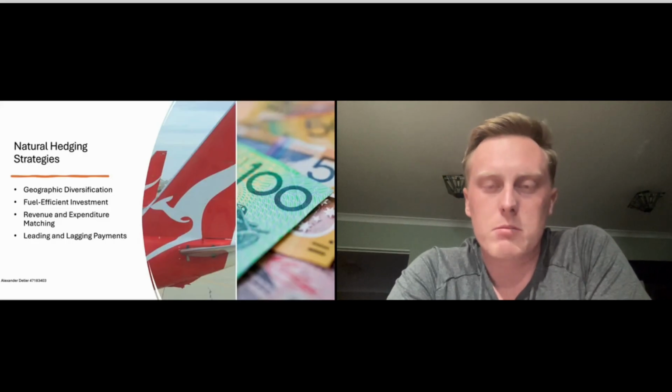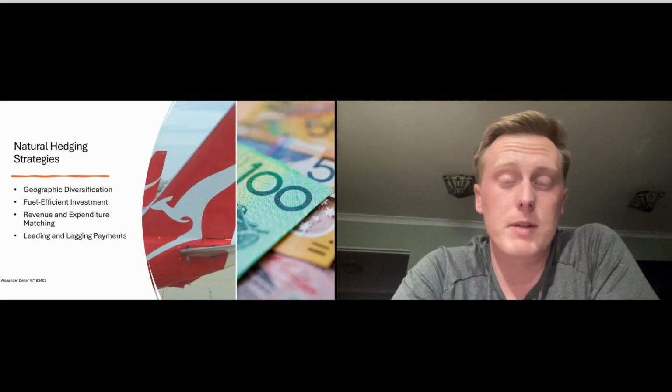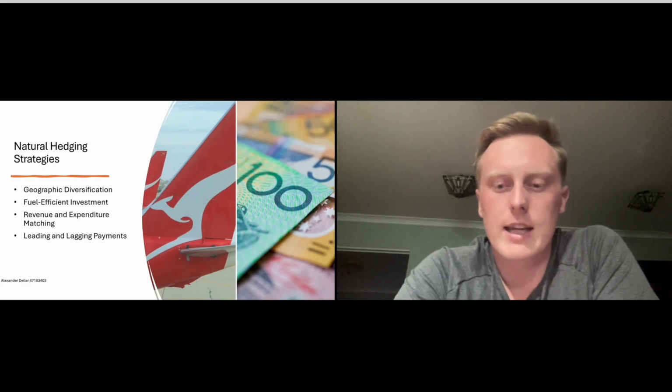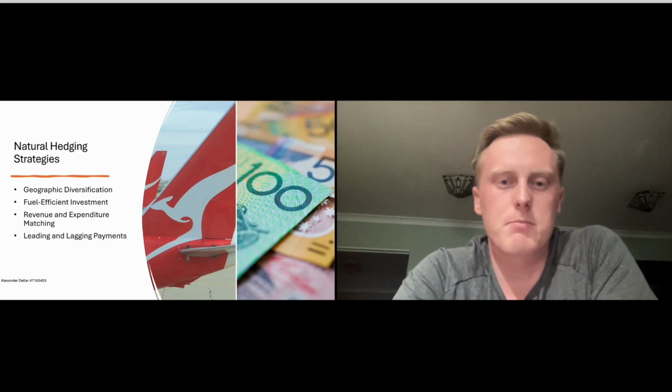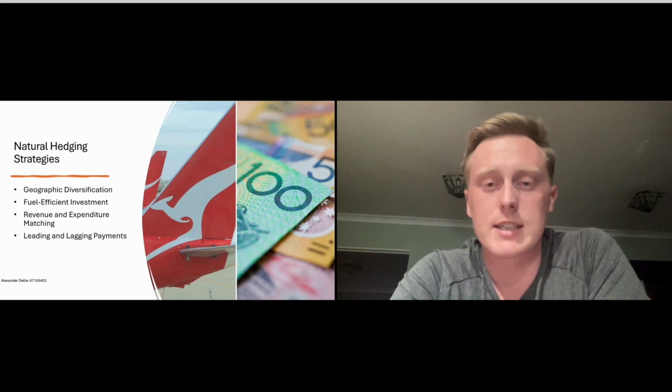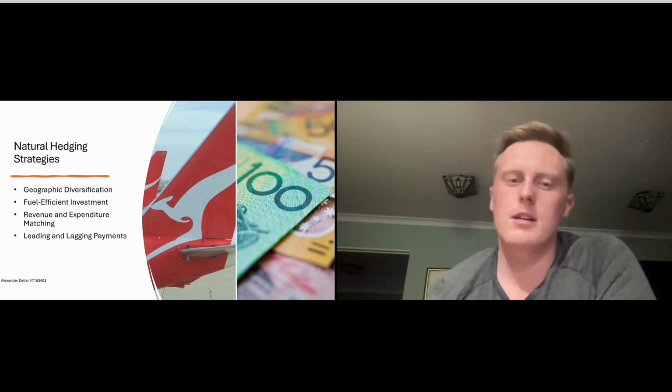The three main ones employed by Qantas are geographic diversification, fuel-efficient investment, and revenue and expenditure matching. The leading and lagging payments is something that we will discuss. Qantas likely already does this, but I couldn't find anything suggesting that it did, so it's something that should be taken into account if it does not do so already.